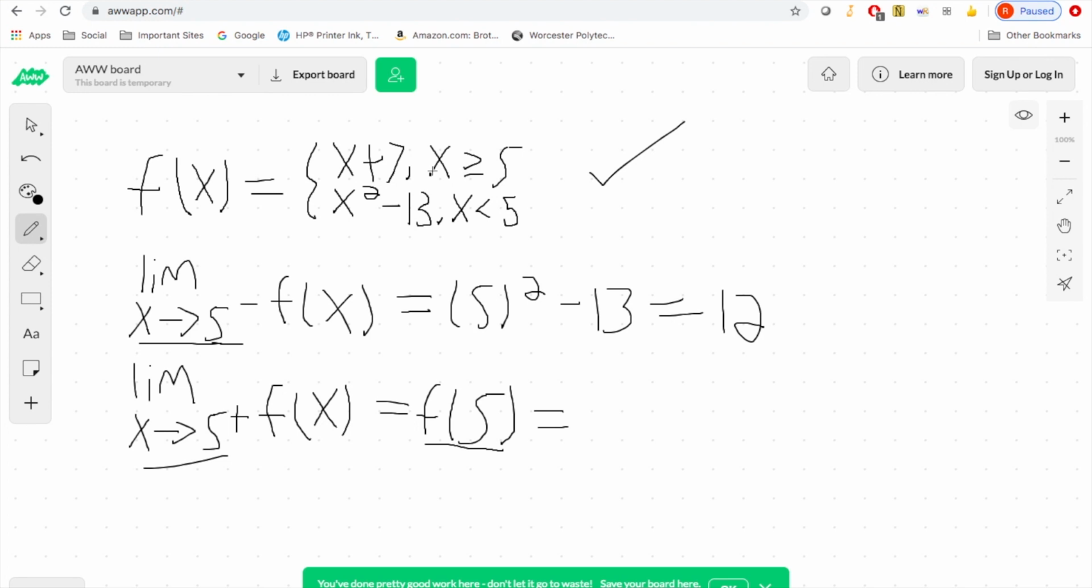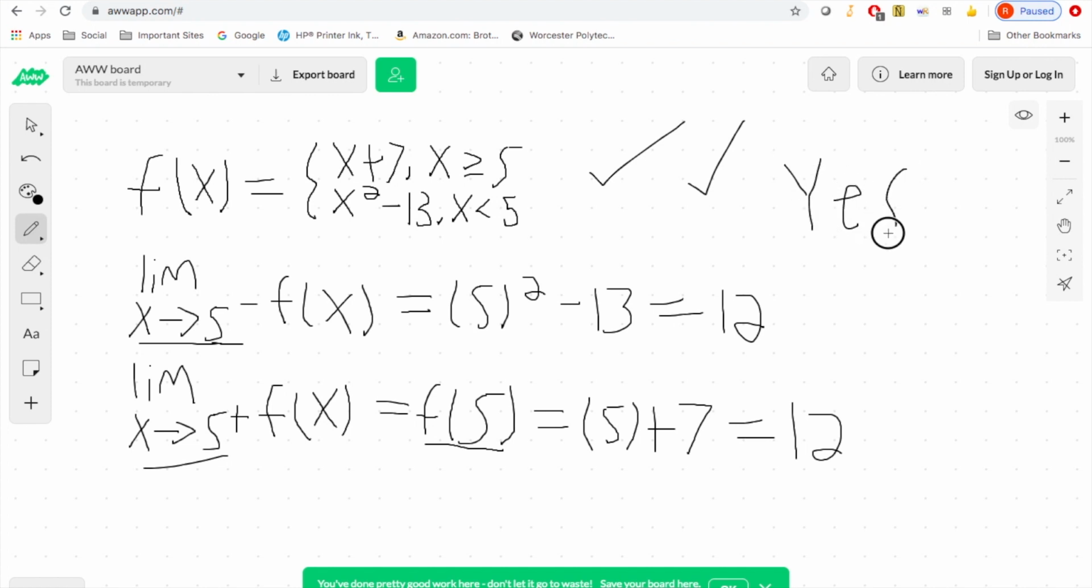From the right, we have x plus 7. So that's going to be substituting in 5 for x. This is just direct substitution. We're going to get 12. And sure enough, all three of our values are equal. So that's another check mark. So our answer is yes.